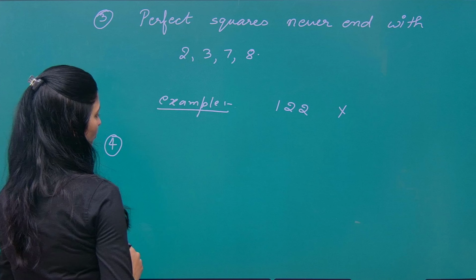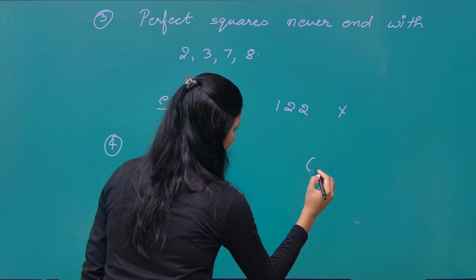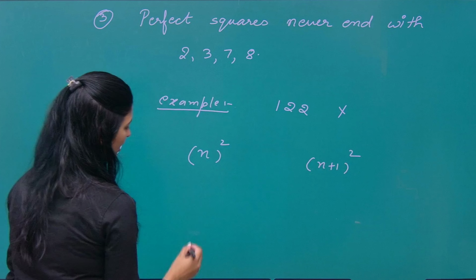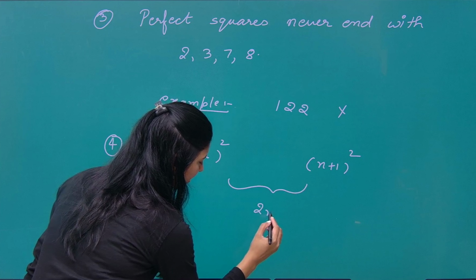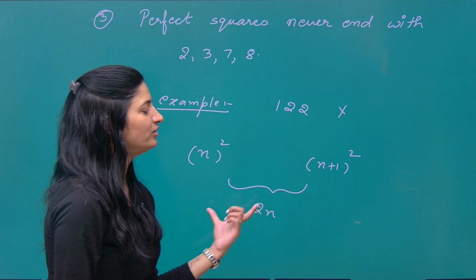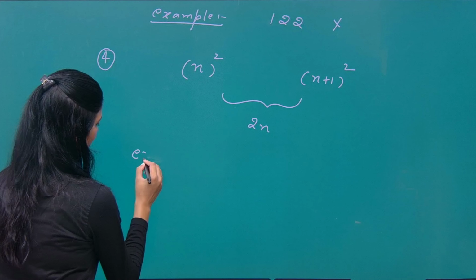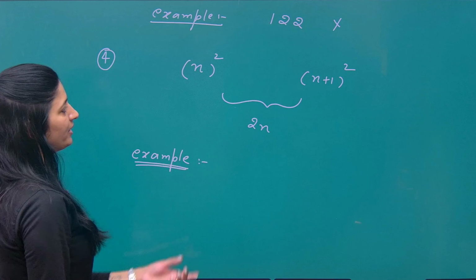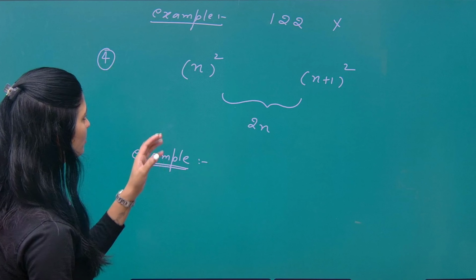Now let's talk about the fourth property. If we take two consecutive natural numbers n and n plus 1, and if we find out their squares, then there will be a total of 2n numbers between the squares of these two consecutive natural numbers. Let's try to understand this with an example. I understand that this property might be difficult for some students to understand in just one go. So let's understand this with an example. It will be more clear.